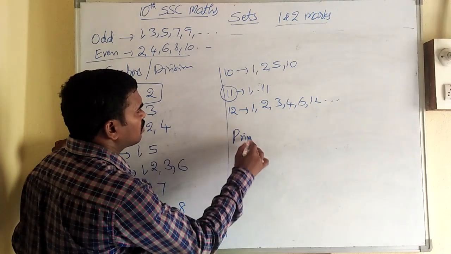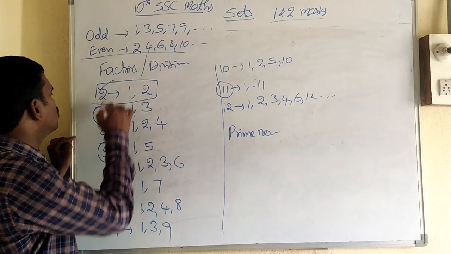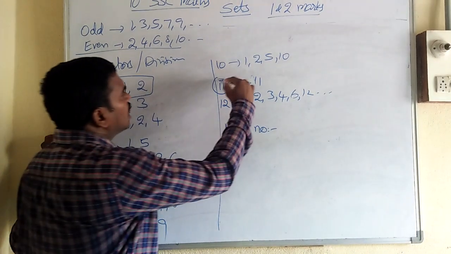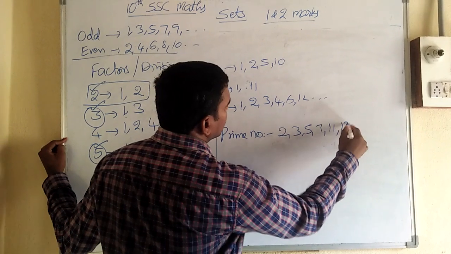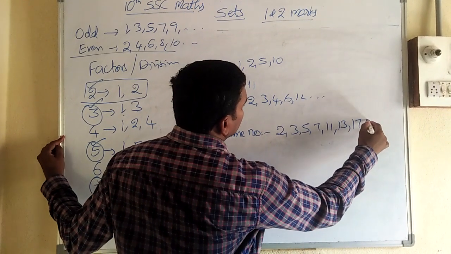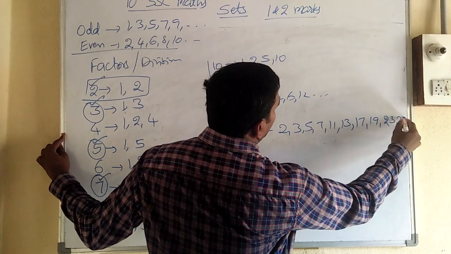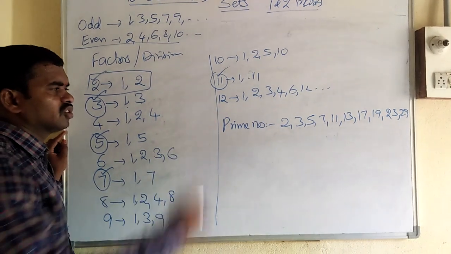So what are prime numbers here? Prime numbers means, what are prime numbers? 2, 3, 5, 7 and 11, and so on. 2, 3, 5, 7, 11, 13, similarly 17 and what? 19, 23, 29, 31, 37, and so on, those are prime numbers.